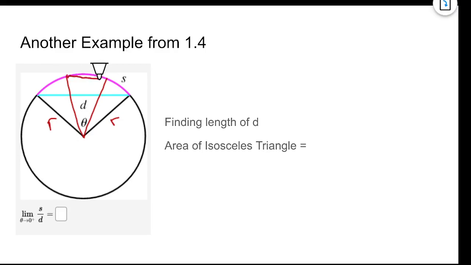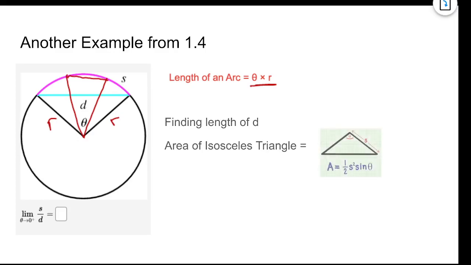But what's going to happen is the amount of the arc is going to be smaller, and also the base is going to be smaller. So I've got a little bit of help here. Looking up the arc length formula, that's going to be pi times r. And then how do we find the length of d itself using some trigonometry? Looking up the area of an isosceles triangle, the area is 1/2 s squared sine theta.